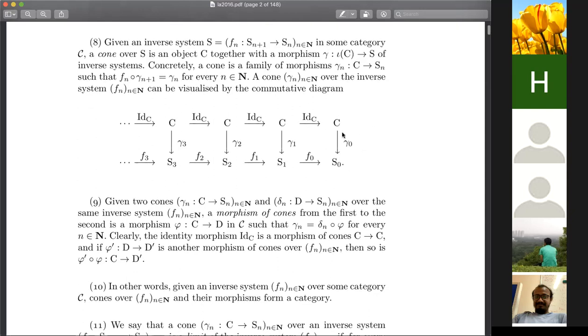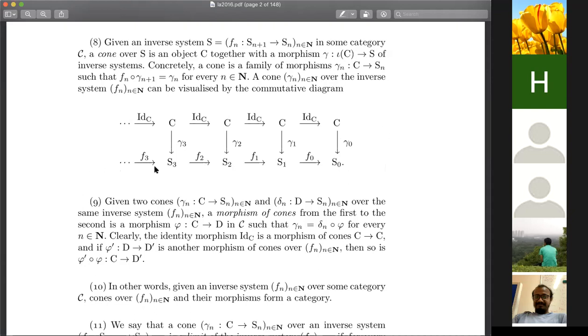So now we come to this notion of a cone over an inverse system. So suppose I'm given an inverse system S, the one at the bottom here. So the S's are objects of some category C. To fix ideas, let's think of these S's as being rings. So the inverse system at the bottom is an inverse system of rings.